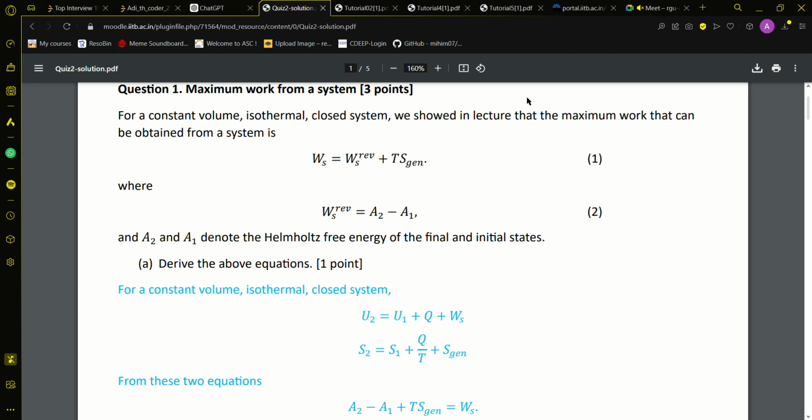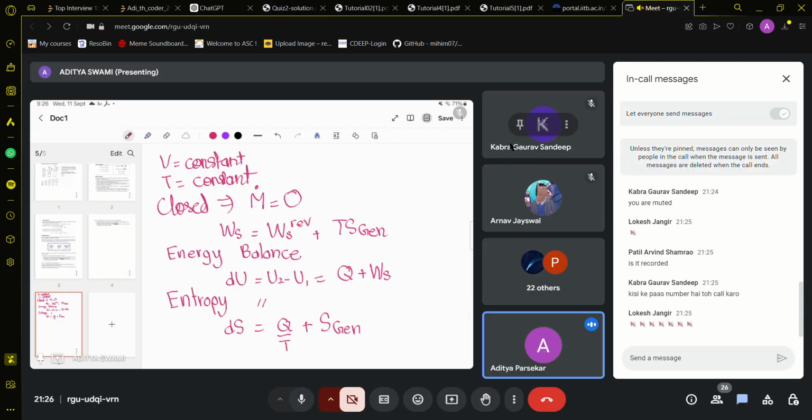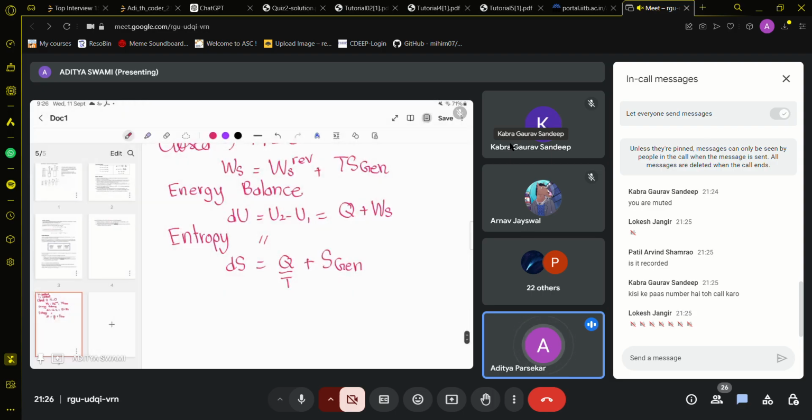Now similarly, I wrote an entropy balance as well. So what is that going to give me? dS is going to be Q by T plus Sgen. Again, the flow term is going to be zero.